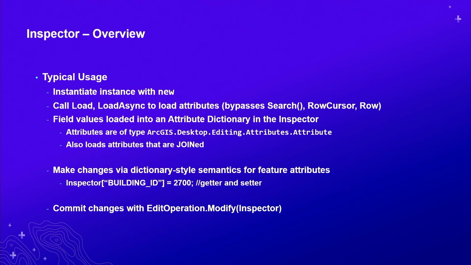It contains a bunch of attributes. This is stored in an attribute dictionary. Any joins on the layer also come across and we can access those attributes as well. The syntax we use to access those attributes is simply a common dictionary syntax. So we just say the inspector and we use the key, which is the field name, as a string, and then we can either get or set the value that we actually want. If we modify those fields, we simply change it on an edit operation with EditOperation.modify, and then we pass in the inspector that we've created and filled with the attributes.